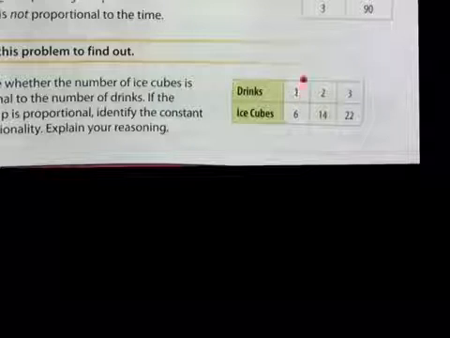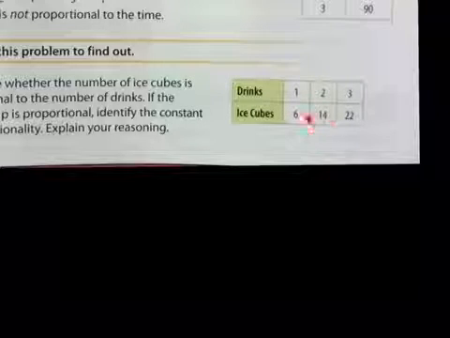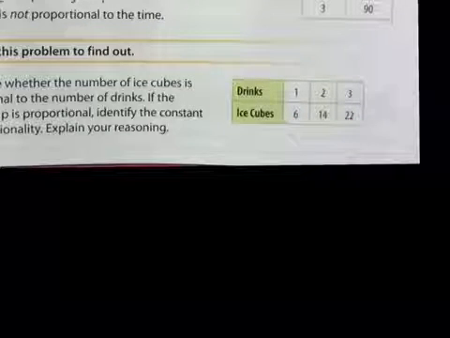We have drinks. One drink has 6 ice cubes. So every drink should have 6 ice cubes. When I have 2 drinks, this doubles. This must double to 12. It doesn't. It jumps by an additional, looks like to be 8. And then here, if it triples, this should triple to 18. No, too many. So this is also not proportional.